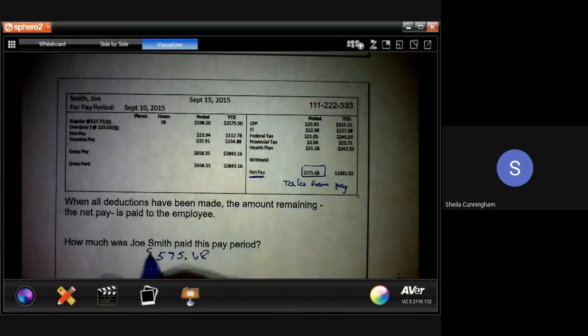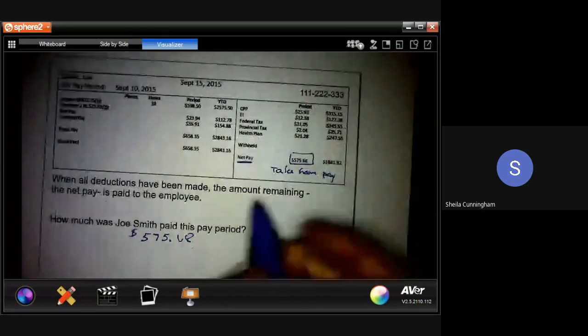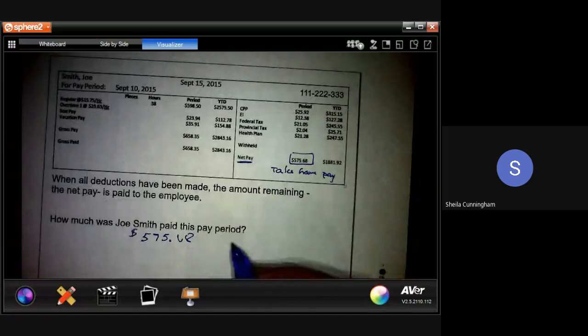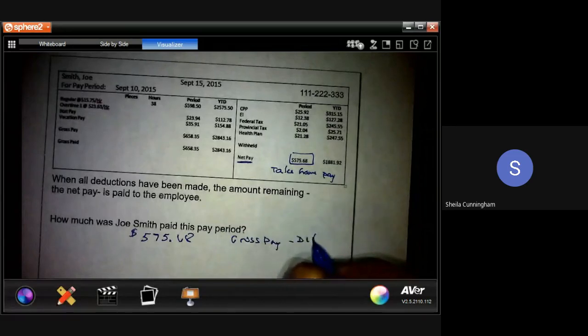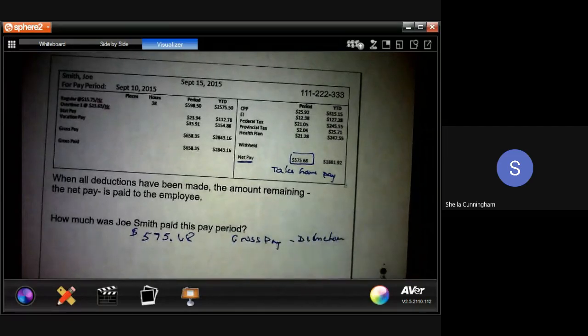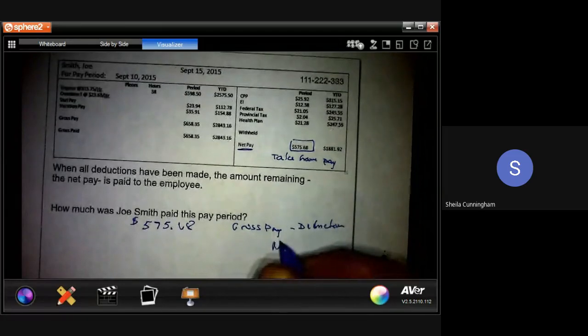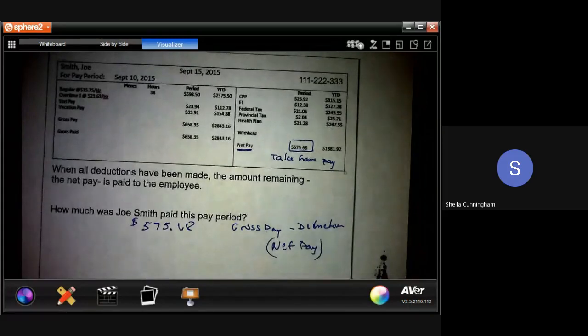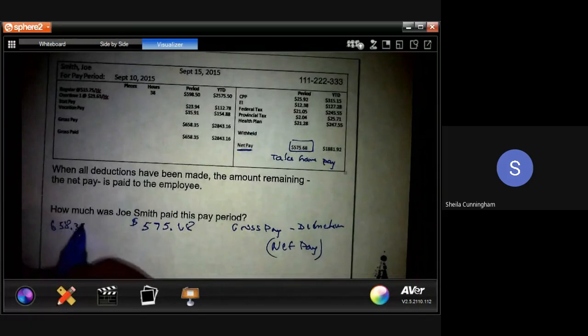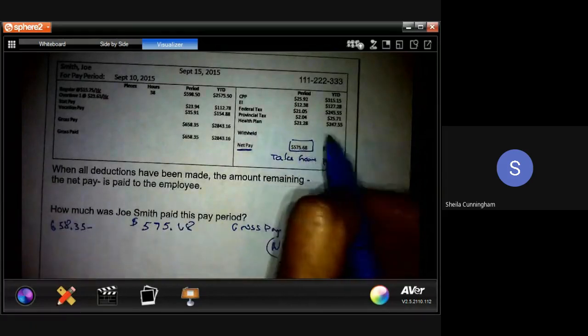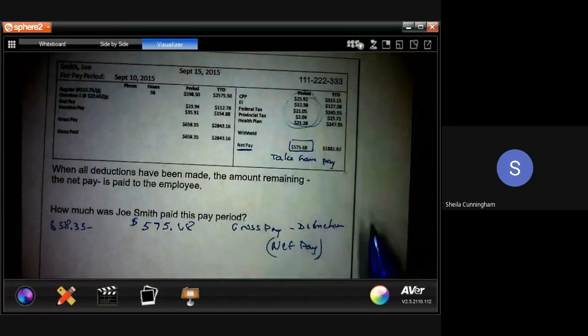$575.68. Okay, so essentially, in order to get that net pay, you're basically taking your gross. If we take gross pay and subtract all the deductions that Joe had, you're going to get his net pay or his take-home pay. So that's essentially how we're doing this. We're taking the $658.35 and we are subtracting from it all of these deductions that he has over here, subtracting every single one of them.